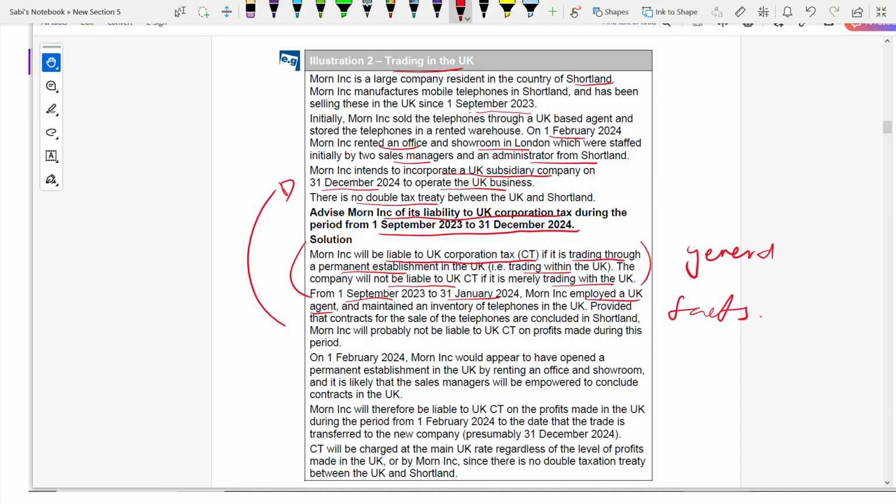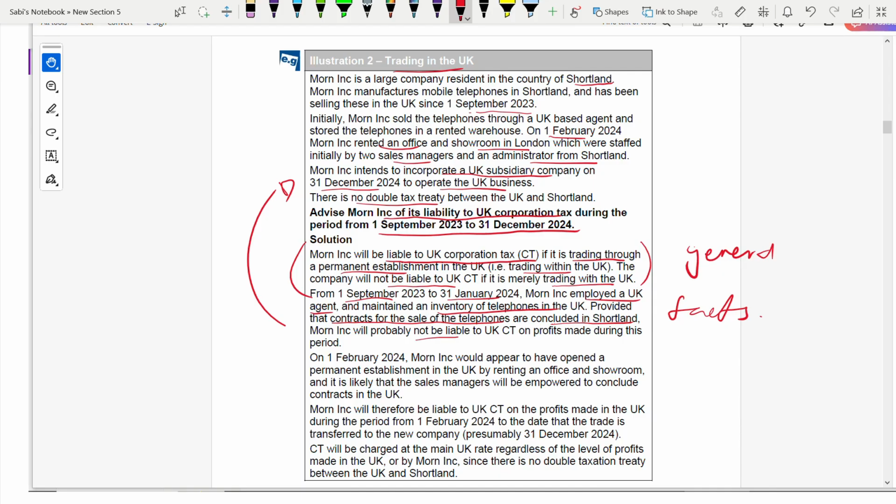Like they have employed a UK agent. They have maintained an inventory of telephones in the UK. All these are from the case study. In the first para you have to say if they are trading through a permanent establishment, they are liable to UK corporation tax. If they are trading with the UK, they are not liable to UK corporation tax. This you have to say. Then we'll say that they have employed a UK agent, they have held an inventory of telephones in the UK, and provided that contracts for the sale of the telephones are concluded in Scotland. So now you have to decide whether they are resident in the UK or Scotland.